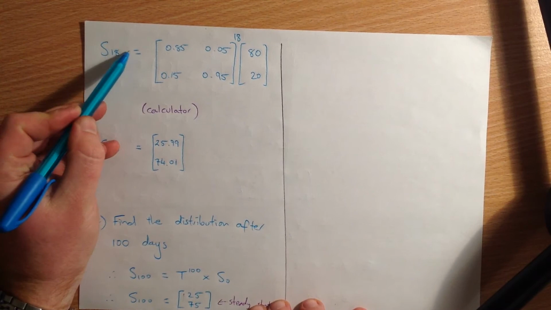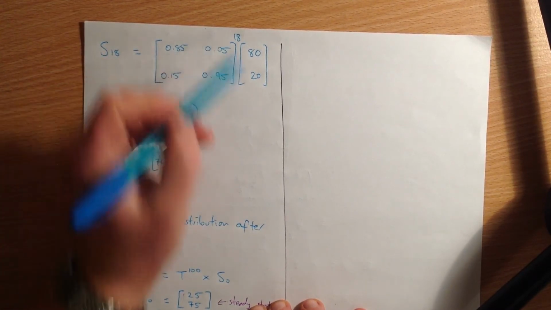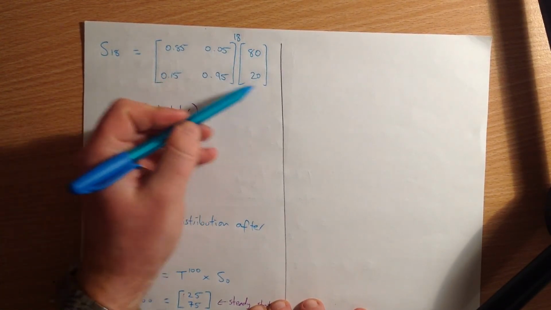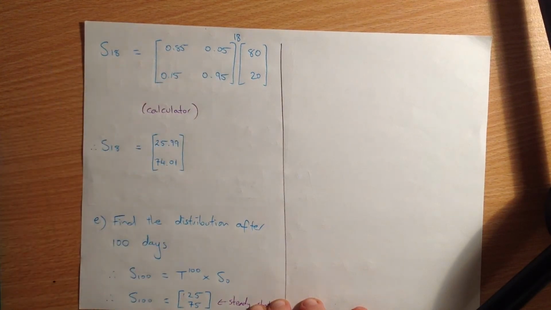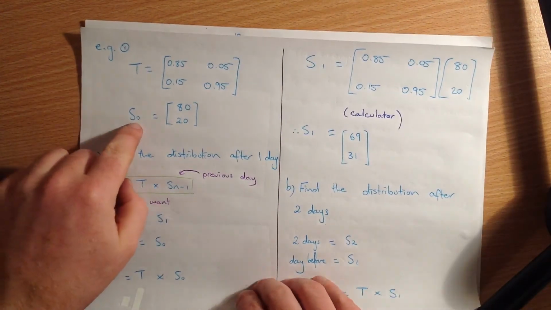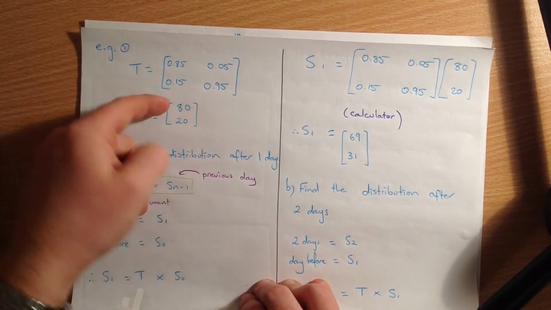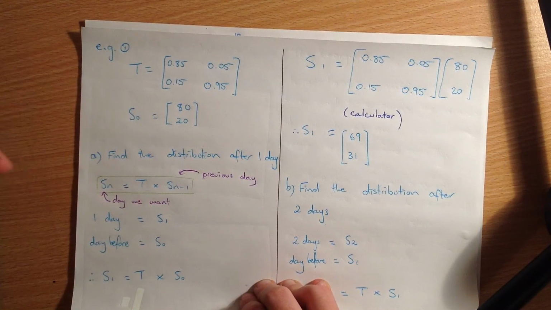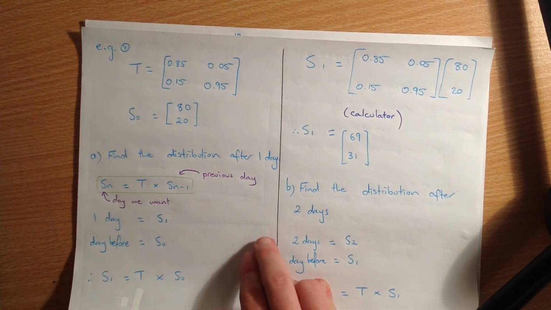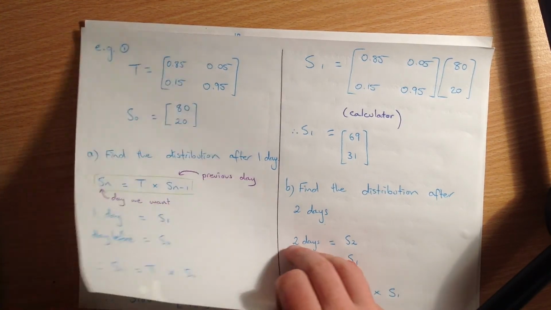So let me show you what that looks like. S of 18 equals T to the power of 18 times the initial state matrix. Remember we had 80 and 20 as our initial state matrix way back in the start of the question here. S of 0, our initial matrix is 80 and 20. And remember I said it didn't actually matter where they were. It could be 20, 80 or 100, 0, 50, 50.